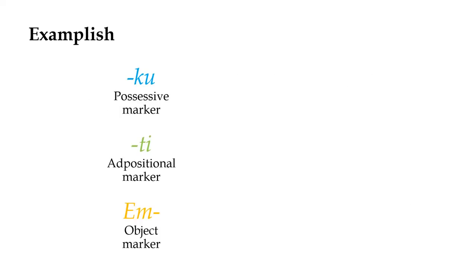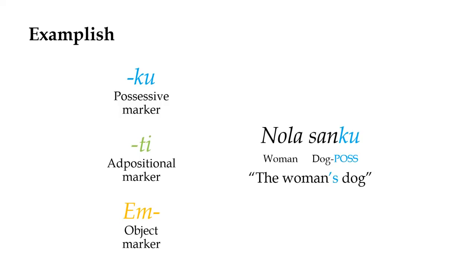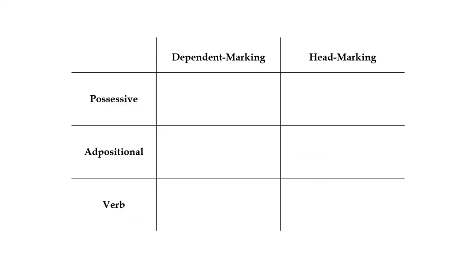When putting phrases together, most languages will include some sort of marking to specify what type of phrase is occurring and the role of each of the constituents within the phrase. This marking will most often occur as an affix on either the head or the dependent, giving rise to two possible systems of marking. Let's go through some examples of each of these phrases and contrast how they're handled between dependent marking and head marking systems.